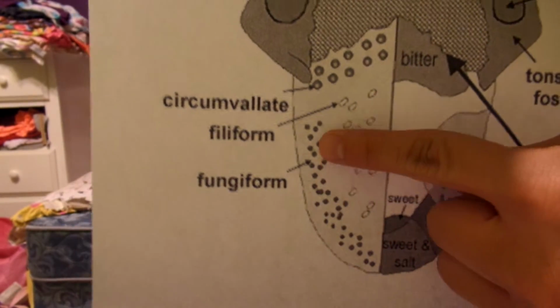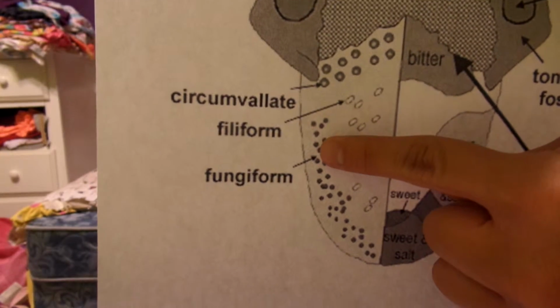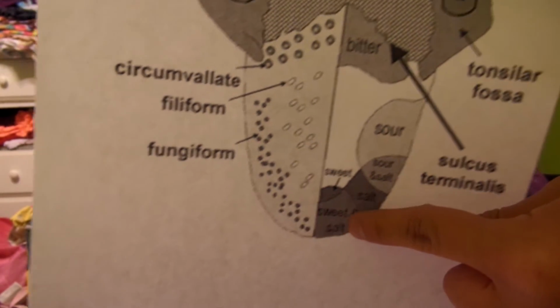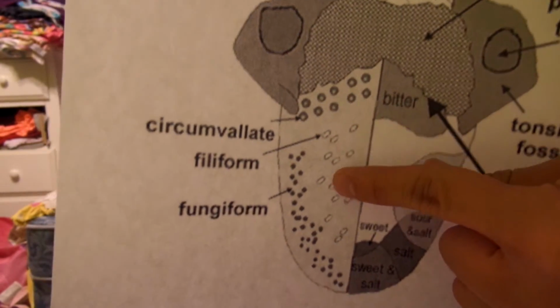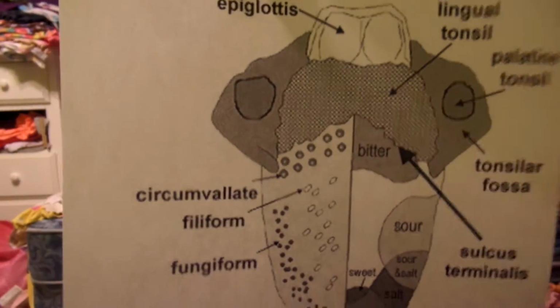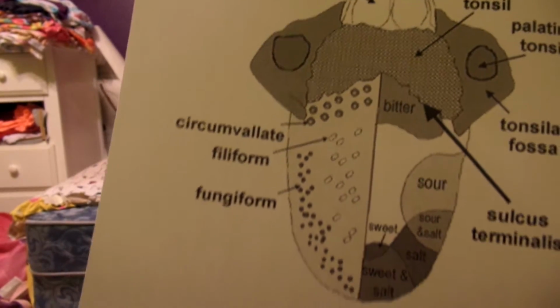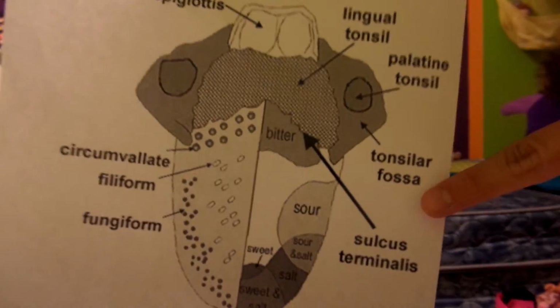So the difference is that the fungiform arranges from the side all the way around, and these are divided from the filiform, so these filiforms are all placed in between. What's really essential is that back on the right we have the different tastes.